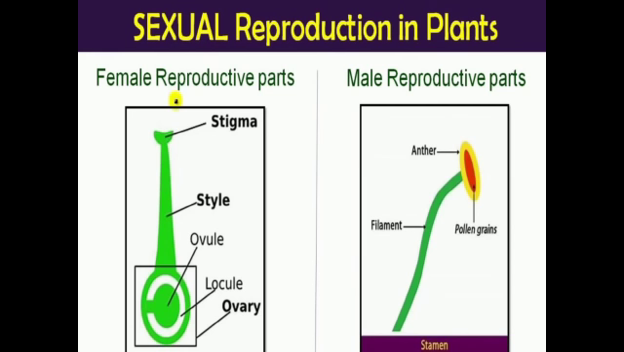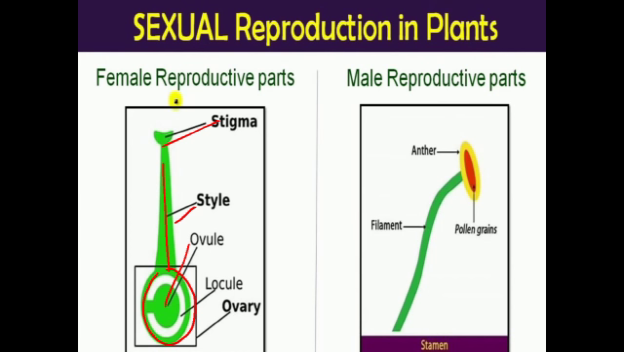If you see here, these are the female reproductive parts. You can see here clearly. This is the ovary. This ovary contains ovule. This is the ovule, right? Then this elongated part is the style, and this is the stigma.